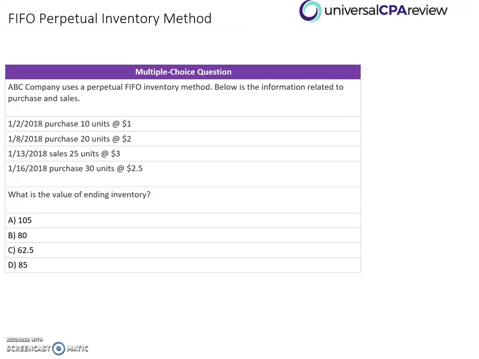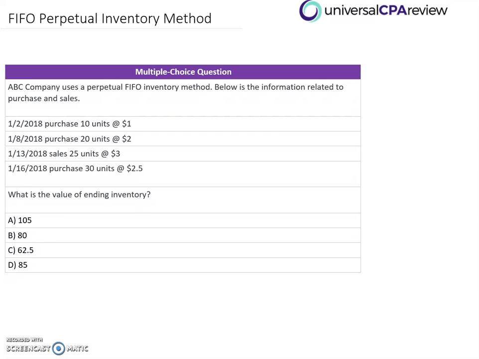All right, so now taking a look at the FIFO Perpetual Inventory Method. It looks like ABC Company is using the Perpetual FIFO Inventory Method, and below we have some information related to the company's purchases and sales. On January 2nd, they purchased 10 units at $1 per unit. On January 8th, they purchased 20 at $2 per unit. And on January 13th, they sold 25 units at $3. And on the 16th of January, they purchased another 30 units at $2.50. What is the value of the company's ending inventory?